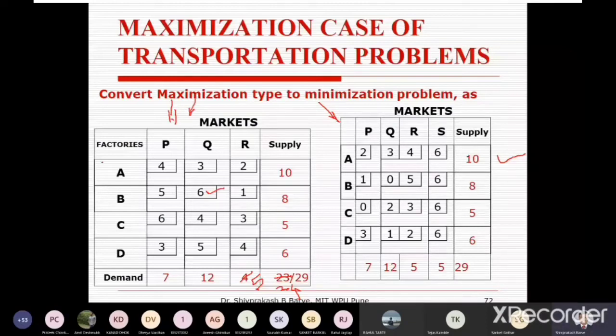How have we changed it? We have checked which is the maximum value in the given matrix. 6 is the maximum value. Subtract each individual cell value from 6, and now we got the revised matrix which is converted from maximization type into minimization type. And now this is the regular problem. You apply regular methods, that is use any initial feasible solution method to find the initial feasible solution, and use any optimization method to find the optimal answer.